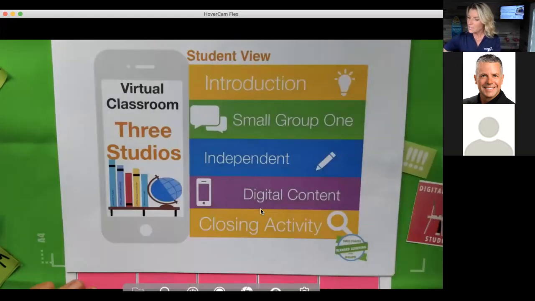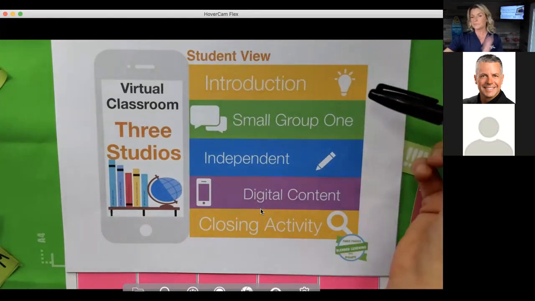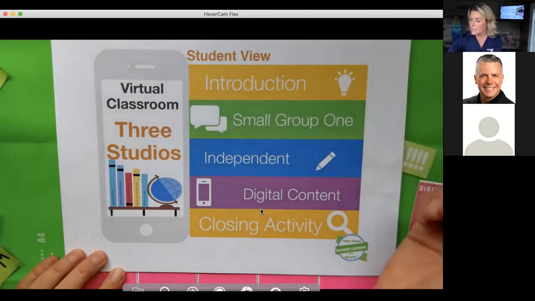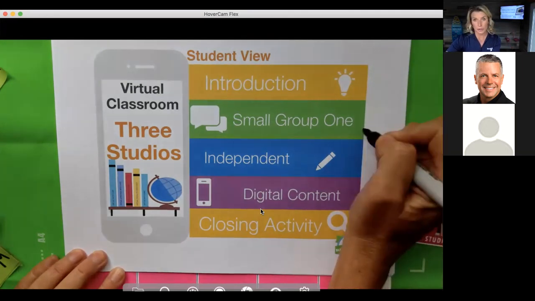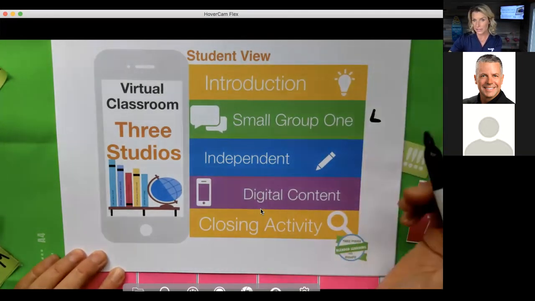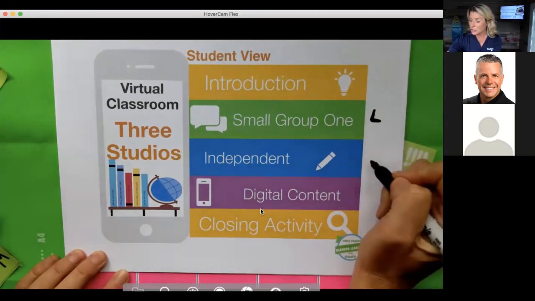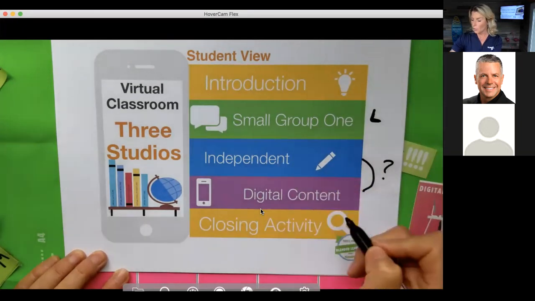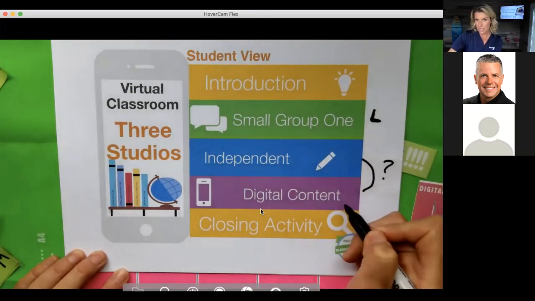This is what it looks like from the student view. They're going to start out with an introduction, and I'm going to show you in a second what that introduction time looks like. Then they're going to go to a group. So this could be my lower student. This is his schedule. He's going to start here. Then he can choose between these. He can either go to independent next, or he can go to digital content.